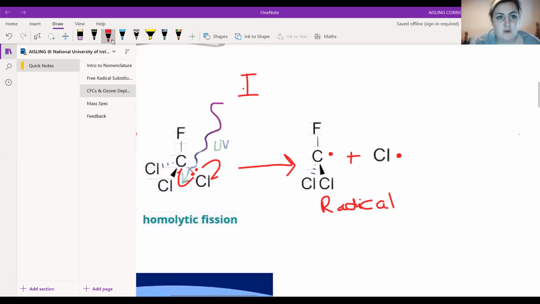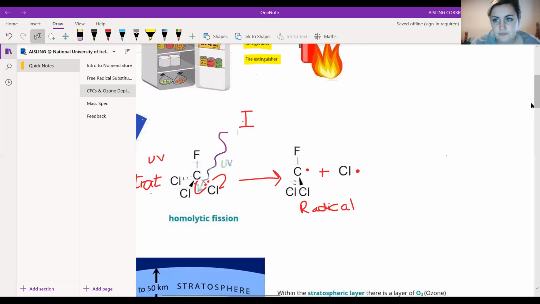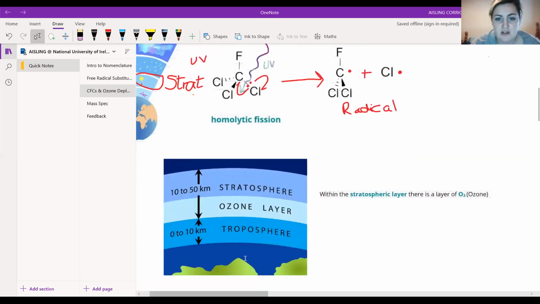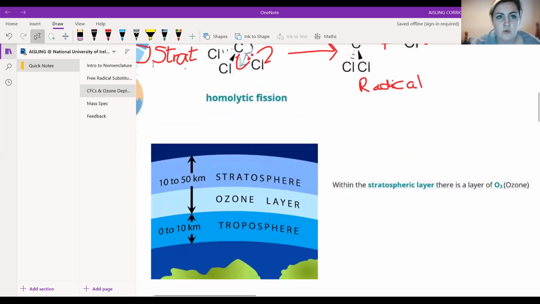So about this ozone, what's so great about it? Here we have our ozone layer, and within our stratosphere, our ozone resides around here. Ozone is denoted by the formula O3. You don't need to know this, but it's formed quite naturally where an oxygen radical and an O2 combine together to form O3. So within the stratosphere, there is a layer of O3, and O3 protects us by filtering UV light.